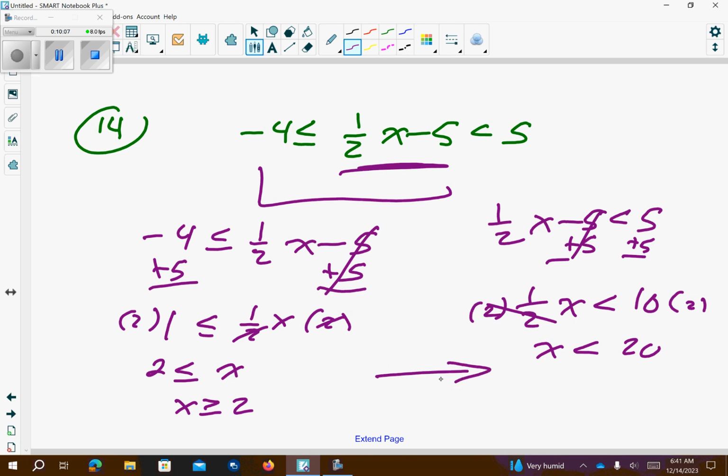So if you did this on a number line, you'd have 2 down here, solid dot going to the right. You have 20 right here. And then we have an open dot at 20, and that's going this way. So this is the shaded region, and the answer wanted it as the interval notation. So remember, the 2 is a solid dot, so that's a square bracket from 2 to 20, which is going to be a parenthesis because it's an open dot.